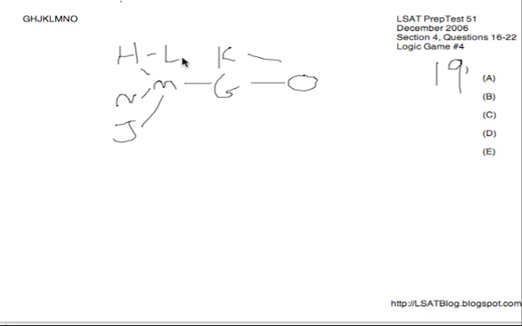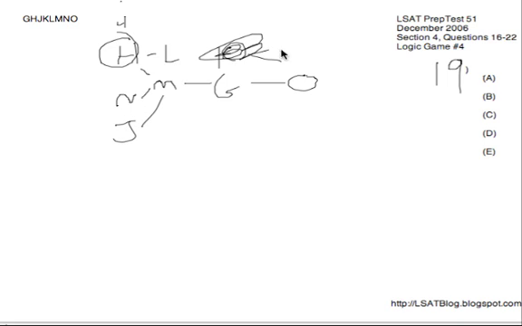Next, number 19, if H was 4th. So if H was 4th, that means we've got to have exactly 3 things coming before it. And those things cannot be L, M, G, or O, given that they're all coming after it. Therefore, K, N, and J must go before it.